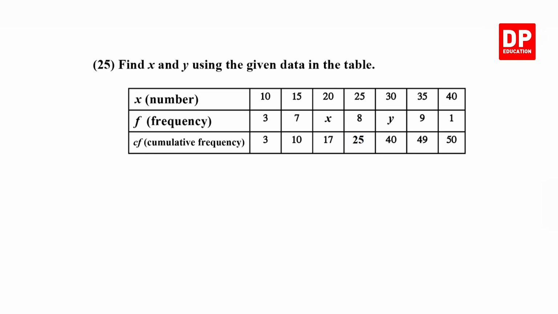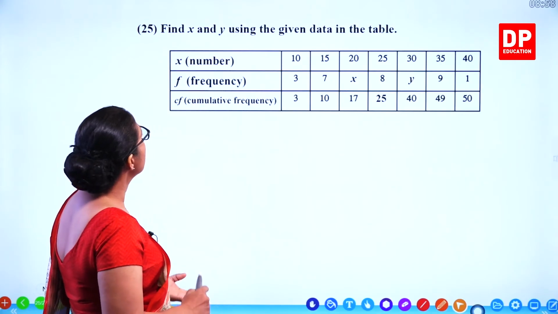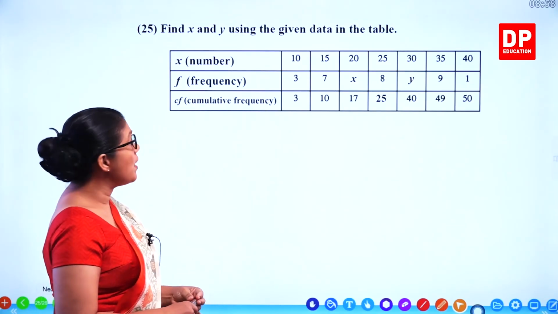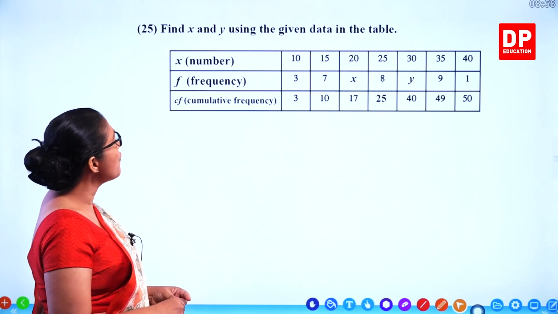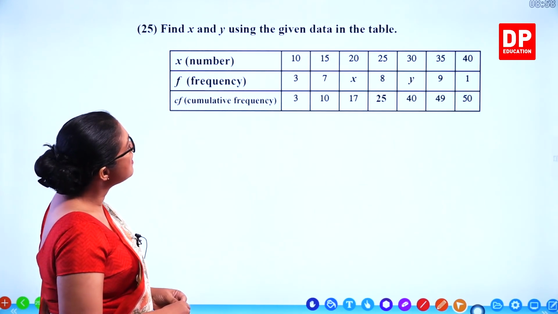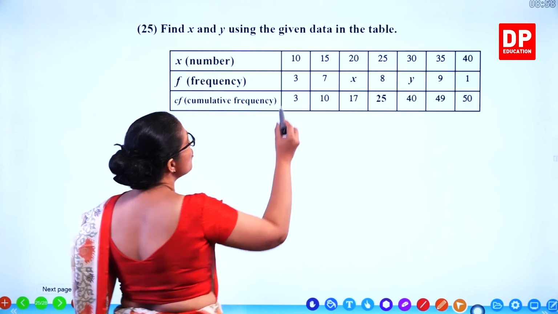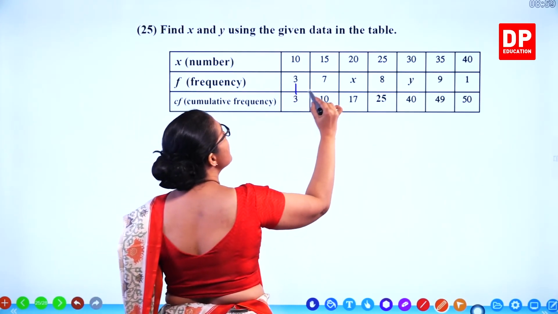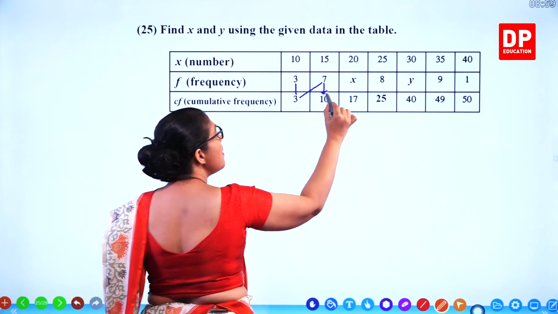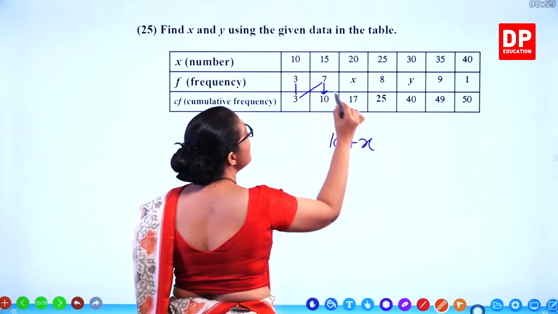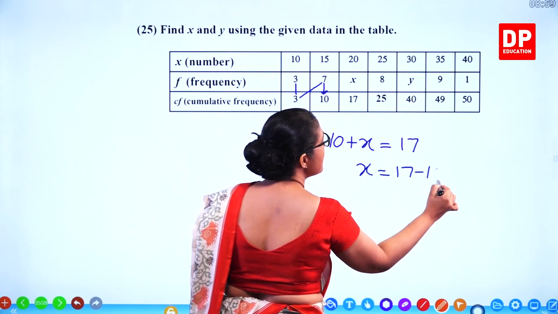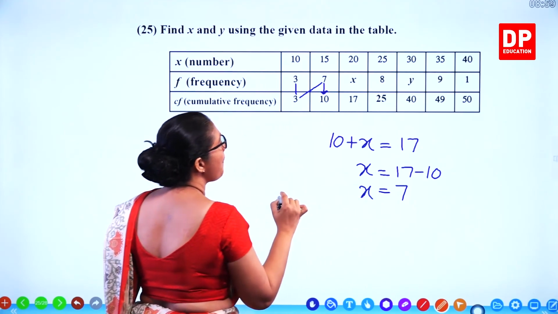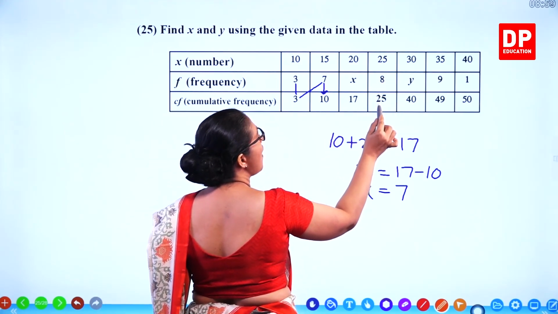Question number 25, that's your last question. Find x and y using the given data in the table. X is the number, F means frequency, and cumulative frequency is given. So what is cumulative frequency? You are adding frequencies. Using that, you can easily find x and y. How do you do that? So this is 3. 3 plus 7, you get 10. 10 plus x is 17. So what is x? Easily you can find, 17 minus 10, x is 7. Then 17 plus 8, 25.